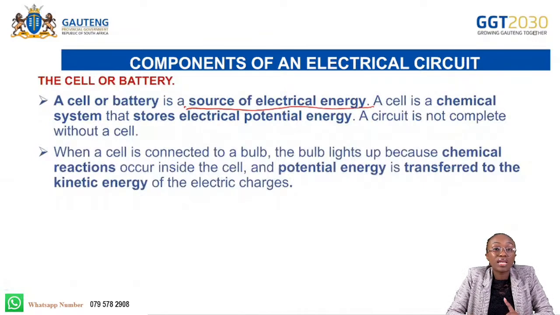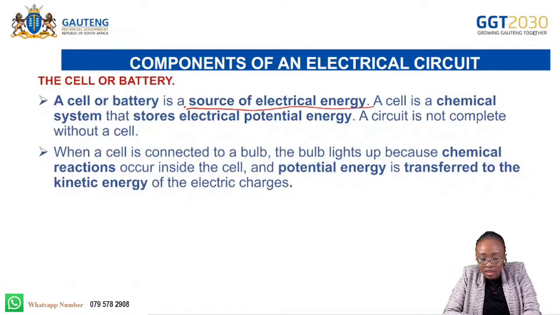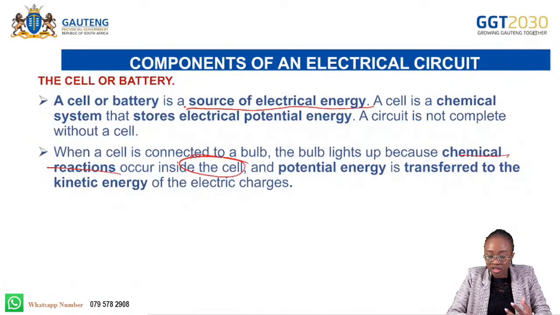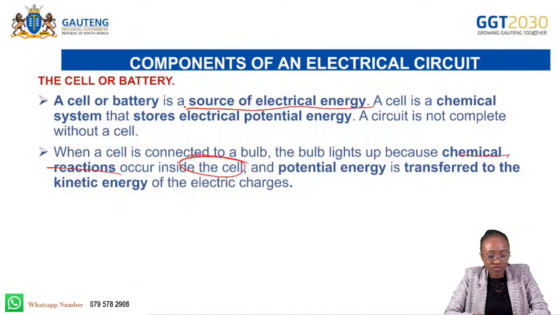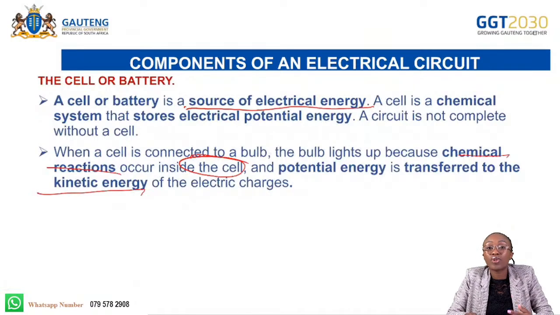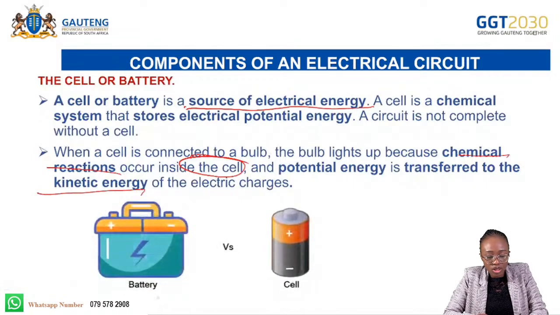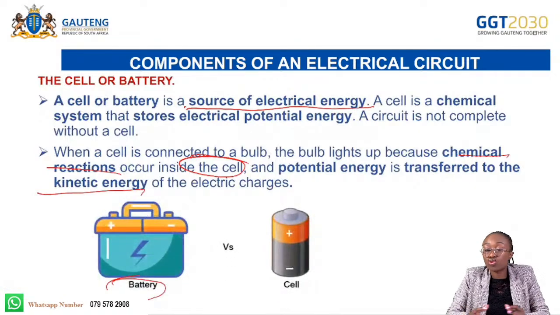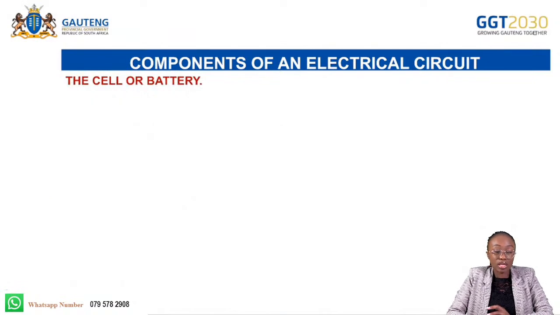The bulb lights up because of what? The chemical reactions that occur within the cell, and potential energy is then transferred to kinetic energy. Remember when we were learning about energy transfer in the previous lesson? So here we've got a battery, which is two or more cells in a combination, and then we've got the singular, the cell.